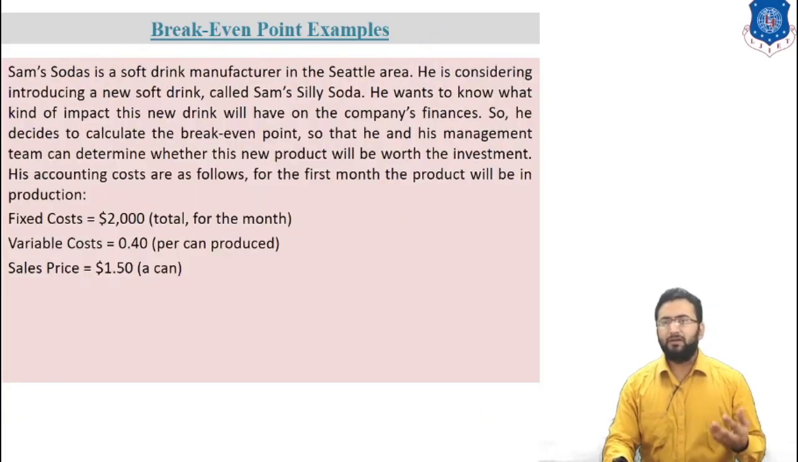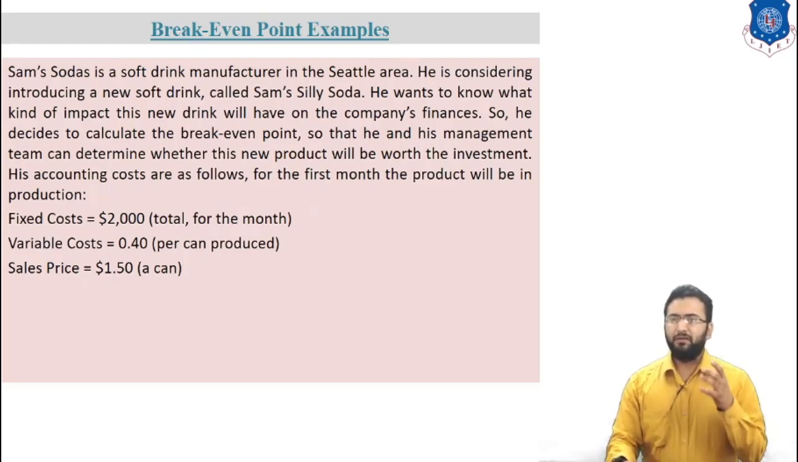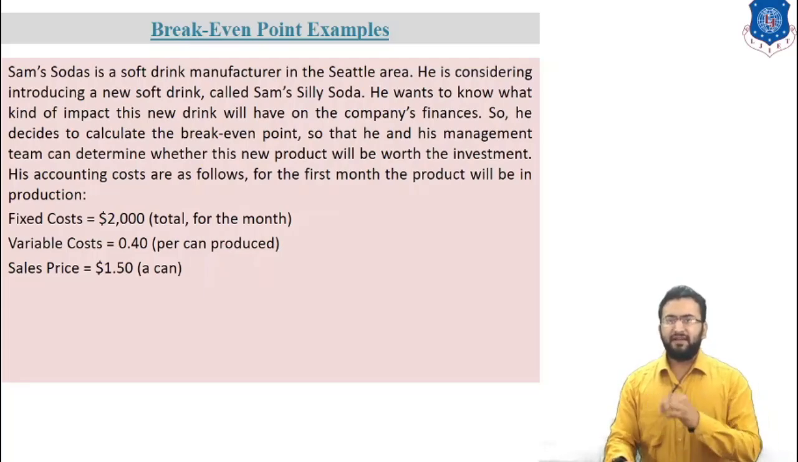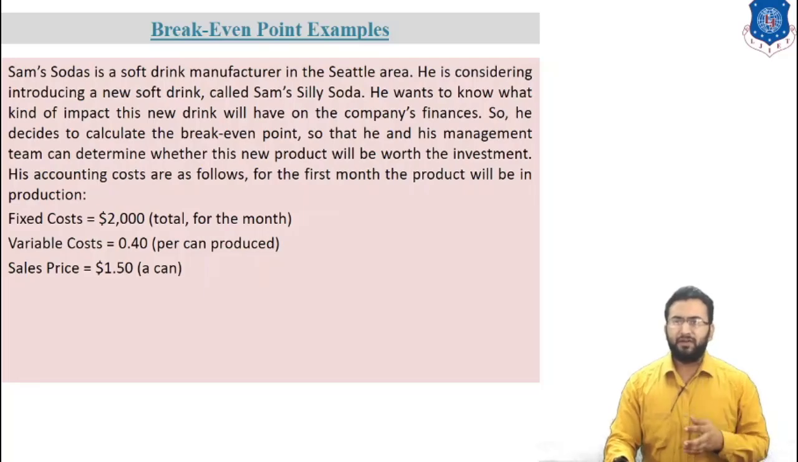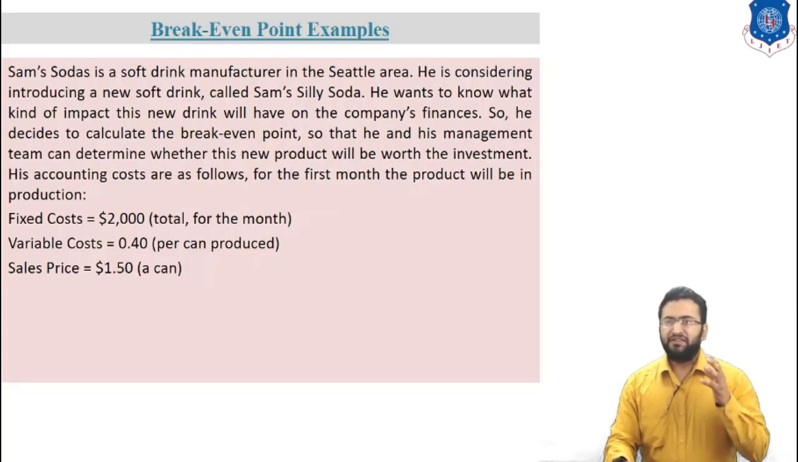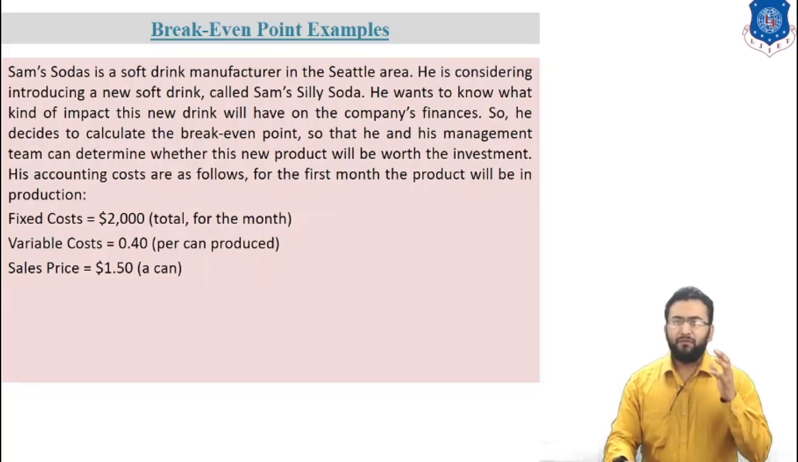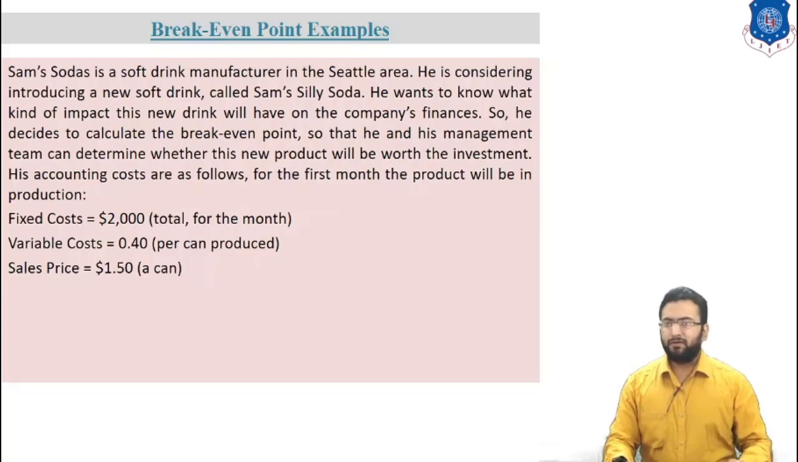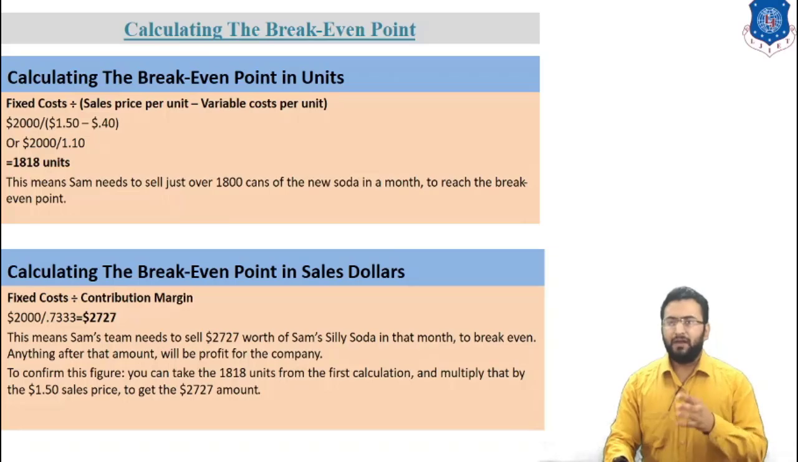To understand this, let's calculate one numerical based on the break-even point. The statement says Sam Soda is a soft drink manufacturer in the Seattle area. He is considering introducing a new soft drink called Sam Chili Soda. He wants to know what kind of impact this new drink will have on company finances. So he decided to calculate the break-even point so that his management team can determine whether this new product will be worth the investment. His accounting costs are as follows. For the first month of production, the fixed cost is $2,000 for the month, the variable cost per product is 0.40, and the sell price is 1.50 per can. So let's calculate the break-even point for both units and money.